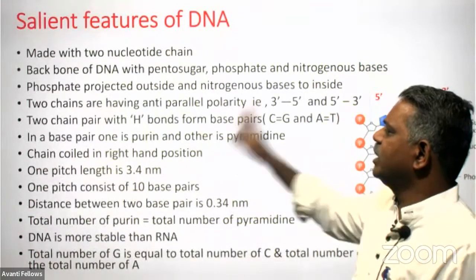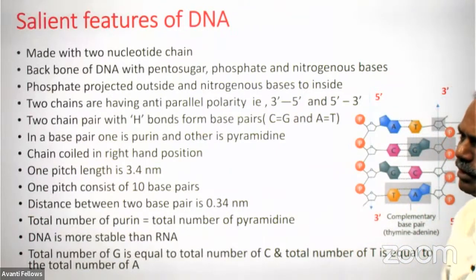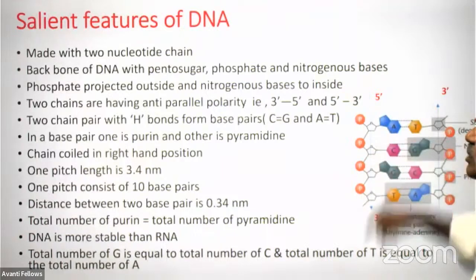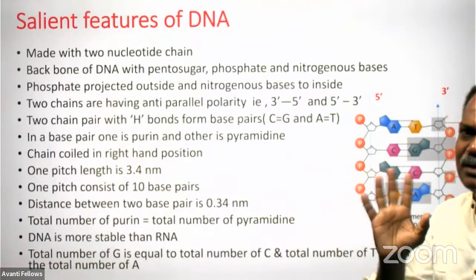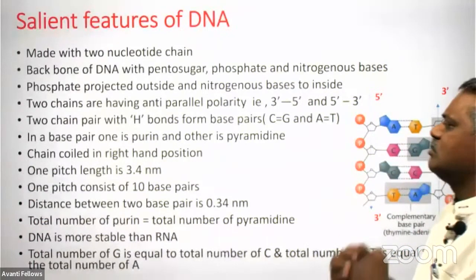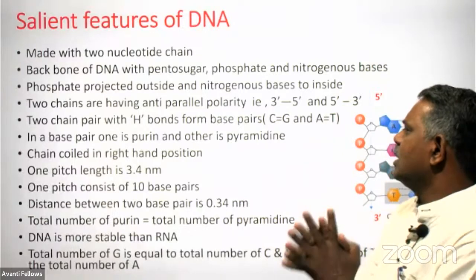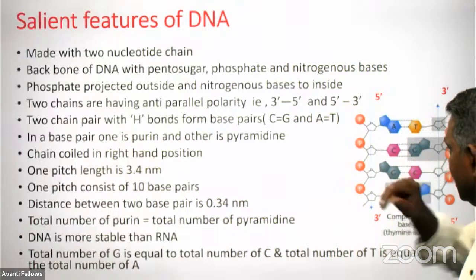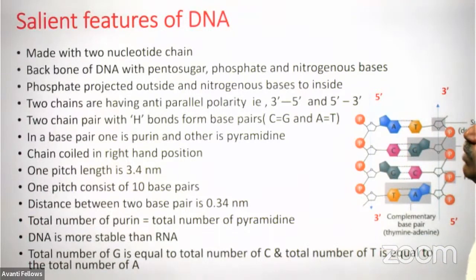In a base pair, one is purine and another one is pyrimidine. You see the base pair. In every base pair, adenine is purine, thymine is pyrimidine. And here guanine is purine, cytosine is pyrimidine. Purine means having the double cyclic structure, and pyrimidine means single cyclic structure. So this bond formation always takes place between the purine and pyrimidine only. So in base pairs, one is purine and another one is pyrimidine only. Adenine is purine, thymine is pyrimidine. Then guanine is purine and cytosine is pyrimidine.